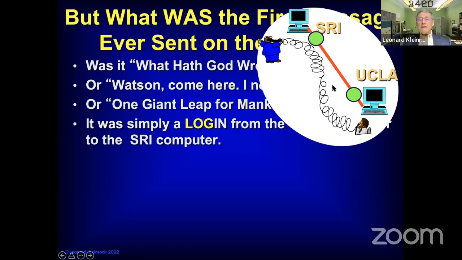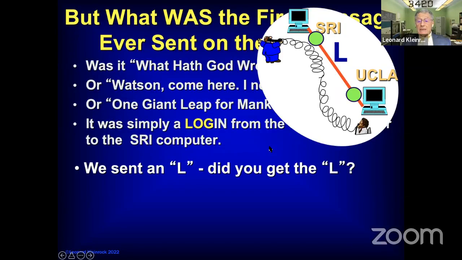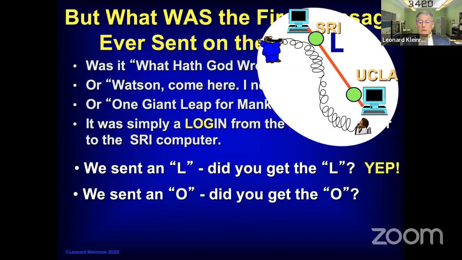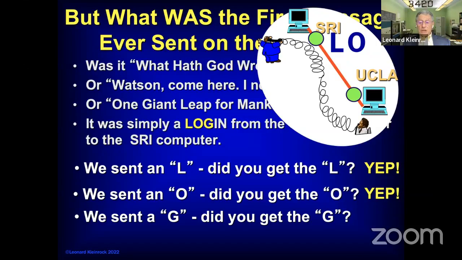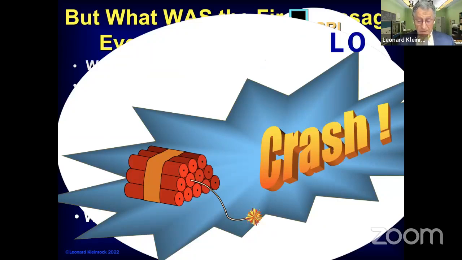And the irony is magnificent. We're using a telephone network to create a new data network, which is going to destroy the telephone network. But in fact, that was the setup. So Charlie sent the first L. He said, "You get the L?" And Bill said, "Yep, got the L." Sent the first O. "You get the O?" "Yep, we got the O." We sent the G. "You get the G?" Crash. The network went down. So the first message ever on the network, on the internet, was "lo."